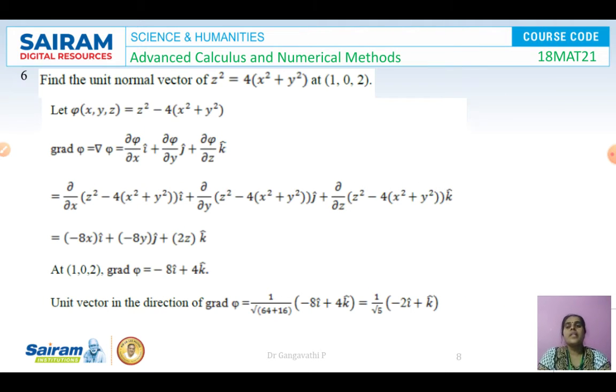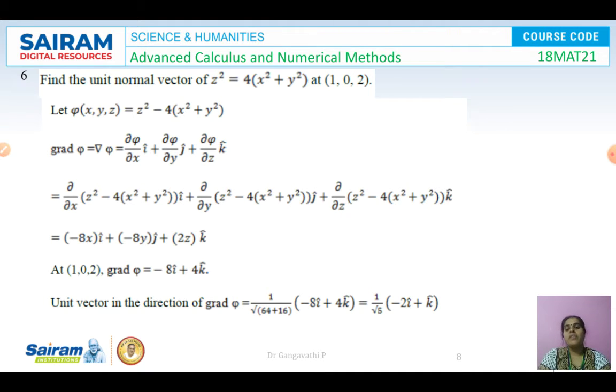So look at another example. Find the unit normal vector of z square is equal to 4 into x square plus y square at the point (1, 0, 2). It is given, and we know the normal vector to the surface is grad phi. So find the grad phi. So grad phi is dou by dou x of phi, dou by dou y of phi into j cap, dou by dou z of phi into k cap.